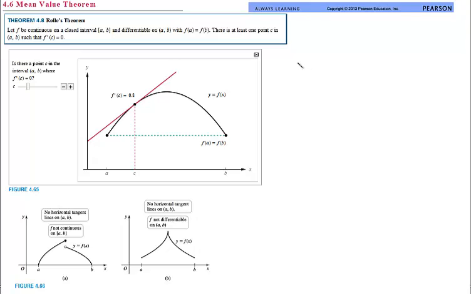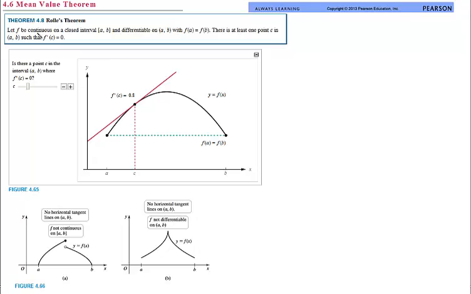We begin section 4.6 with a conceptual understanding of Rolle's theorem, so we can move into the mean value theorem as the actual point of Rolle's theorem. So we're kind of walking ourselves into being able to do mean value theorem. Let's see what this is about.